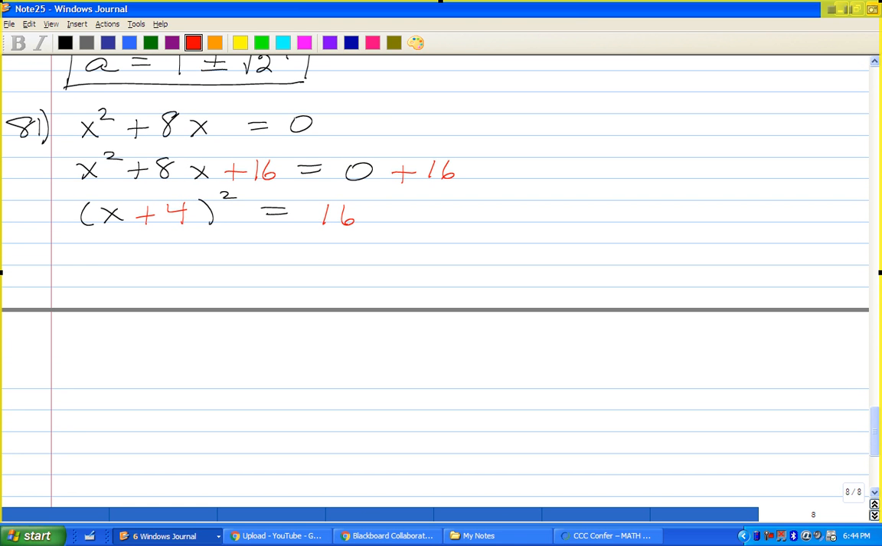And so, I have that x plus 4, by the square root property, is equal to plus or minus the square root of 16. And so x plus 4 is equal to plus or minus the square root of 16, which is 4. And so let me subtract 4 from both sides of my equation.